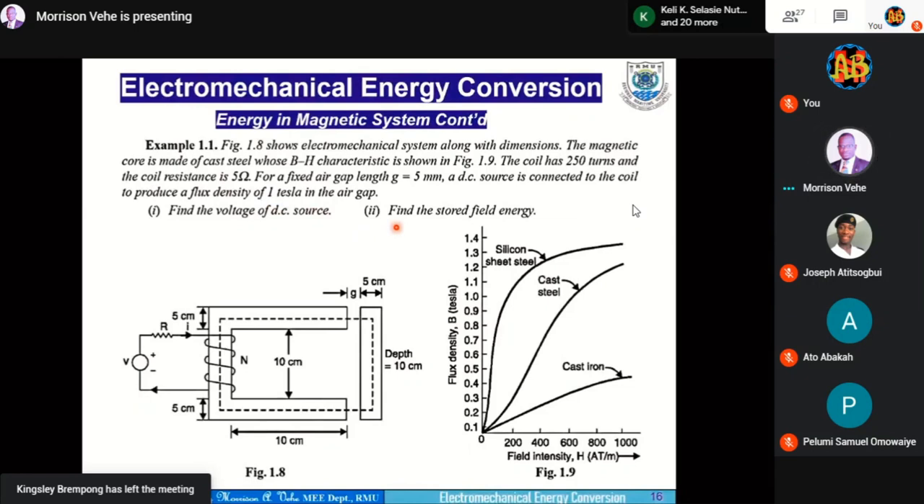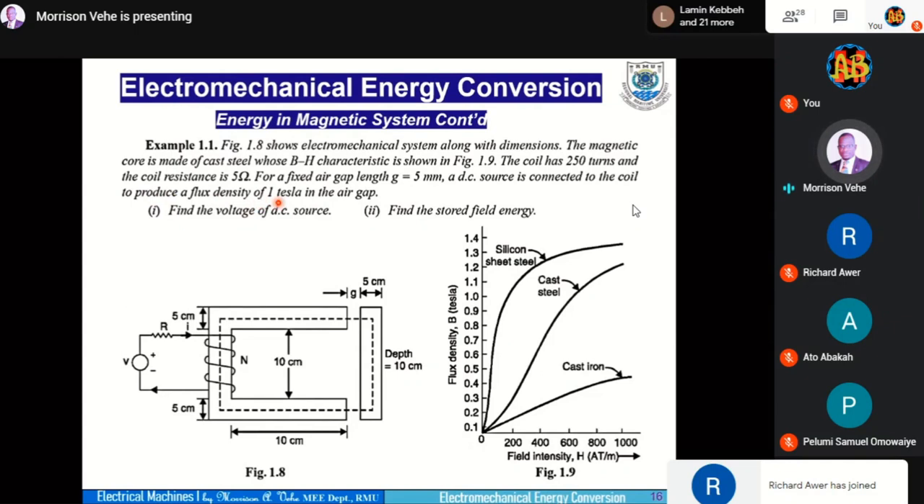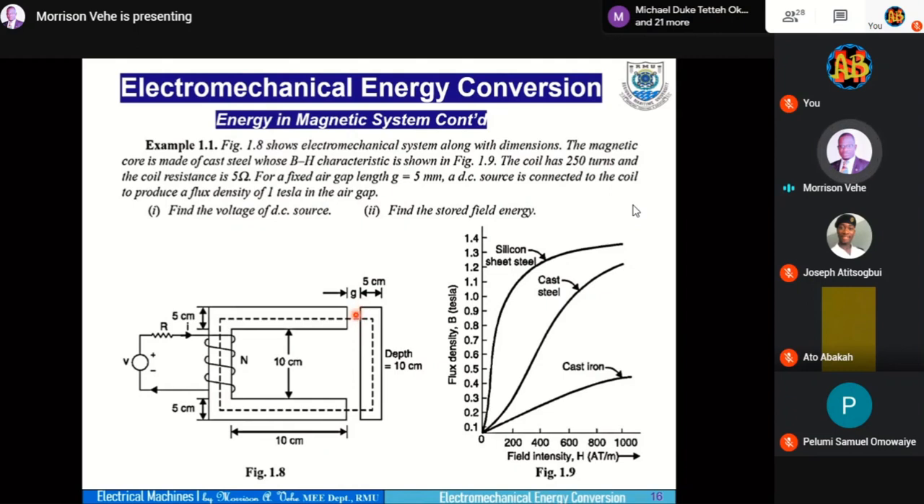So that with that we produce a flux density of 1 Tesla in the air gap. Okay, so the flux density of 1 Tesla is produced in the air gap. Alright, if that is the situation, let's find the voltage of the DC source. What's the voltage? And we should also find the stored field energy. Okay. Yeah, so basically that is what we had to do. Well, that is what has been done with this question. Okay. Right.